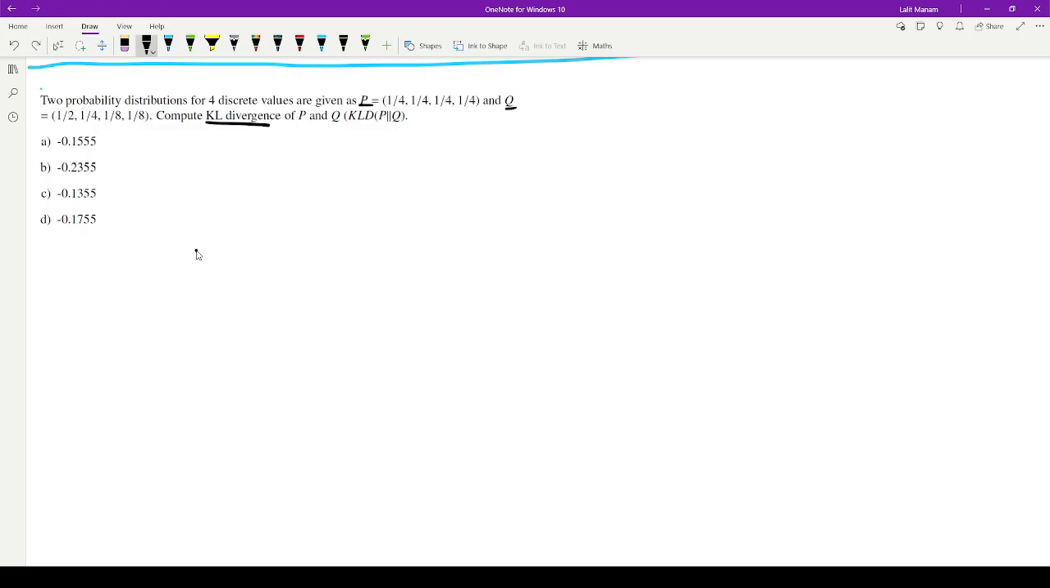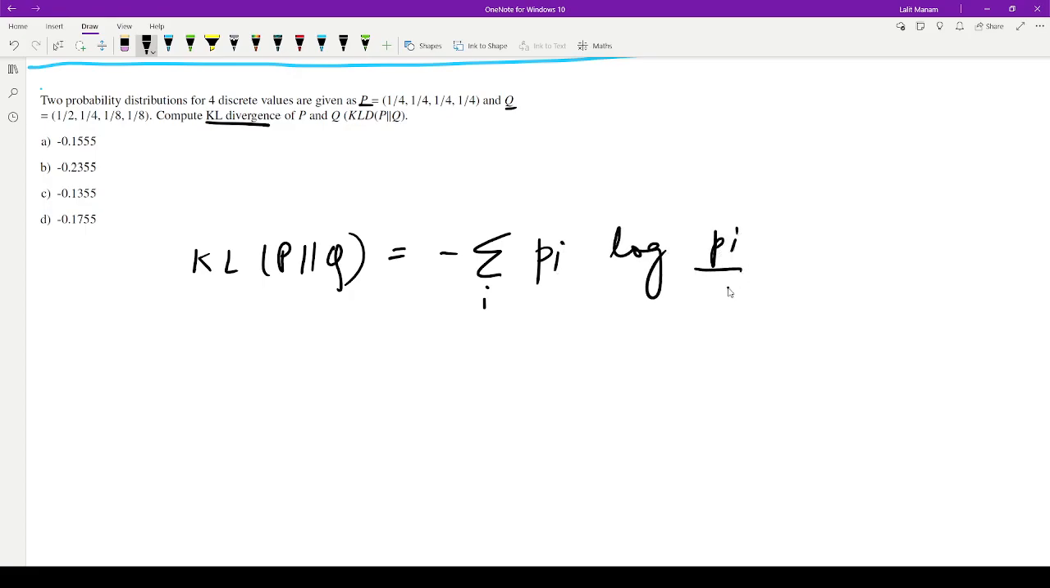So, KL of P and Q. How do we do it? It's just a simple formula. Here the reference distribution is P. P is the reference distribution.